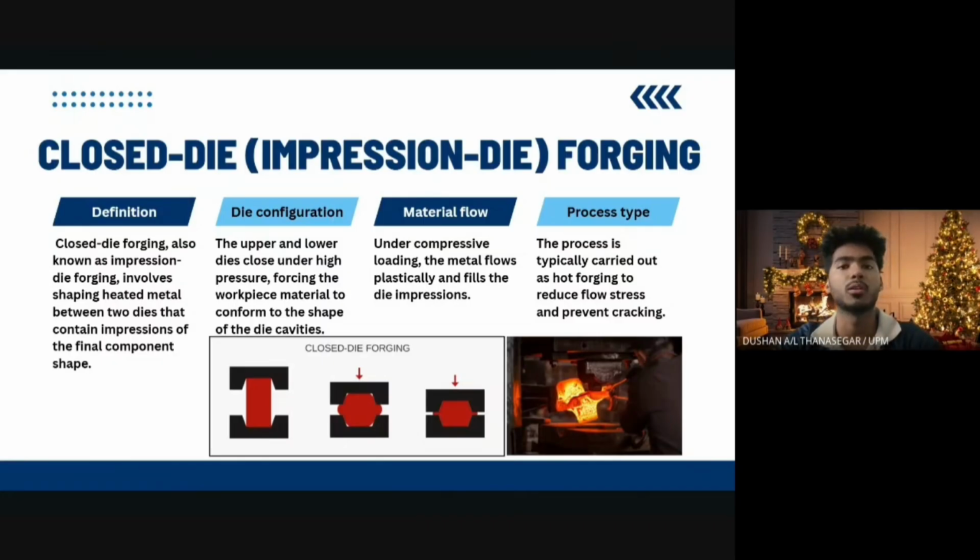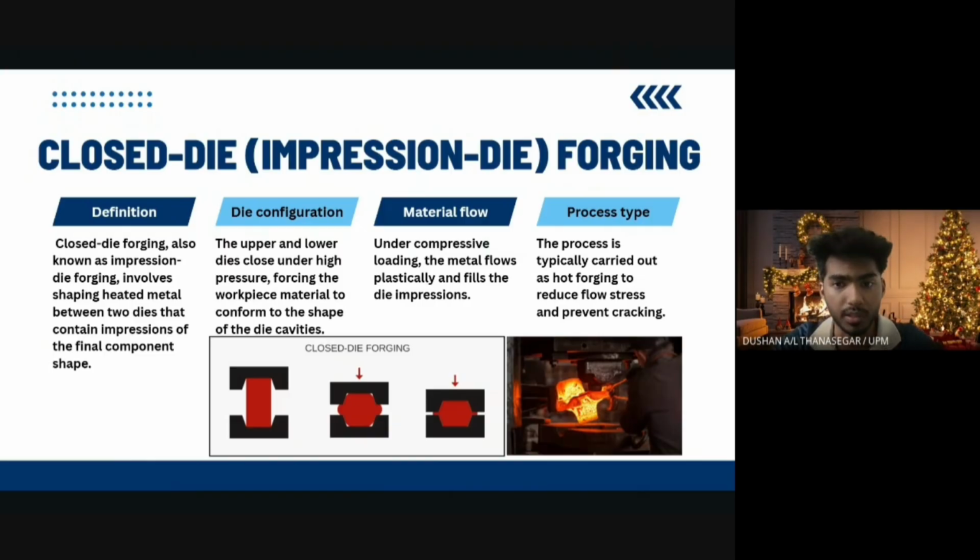Now that we know about open die forging, I'll begin by introducing closed die forging, which is also known as impression die forging. Closed die forging is a metal forming process where heated metal is placed between two dies that contain impressions of the final component shape. When high pressure is applied, the material is forced to flow to conform to the die cavity.